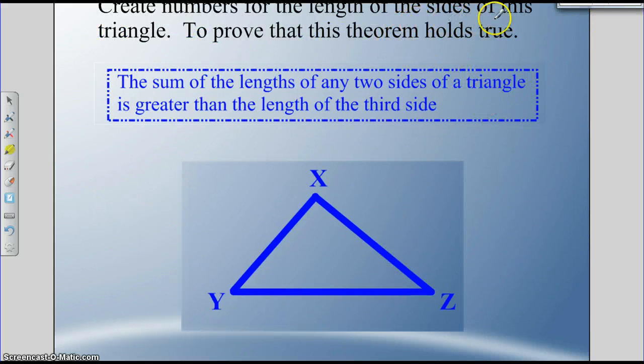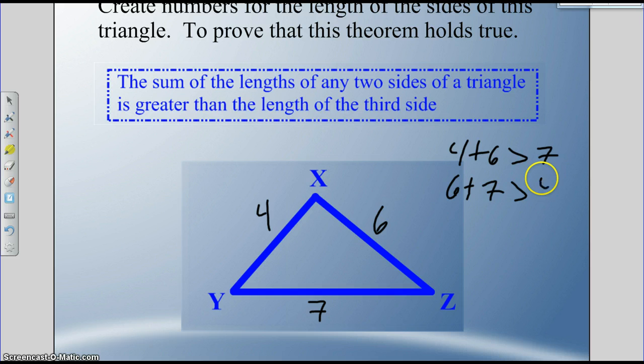Create numbers for the length of the sides of this triangle to prove that this theorem holds true. Well, I gave you numbers 3, 4, and 5. So give me three numbers. 4, 6, 7. I made up some random numbers. Let's see if it actually makes a triangle. I know 4 plus 6 is supposed to be bigger than 7. That's true. I know 6 plus 7 is supposed to be bigger than 4. That's true. And 4 plus 7 is supposed to be bigger than 6. So that's true. That's how we use the theorem.